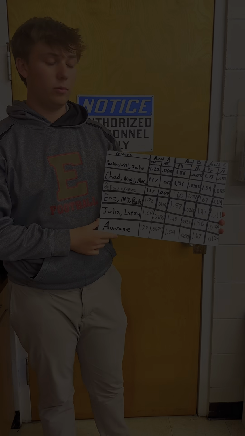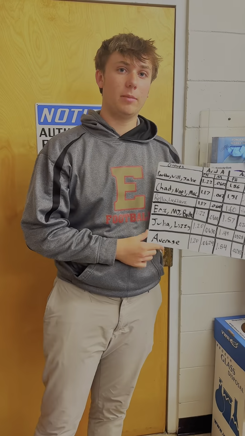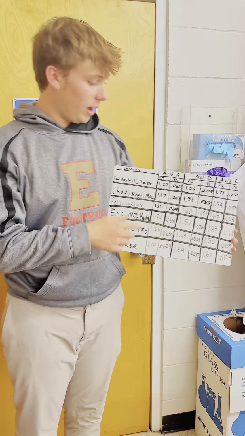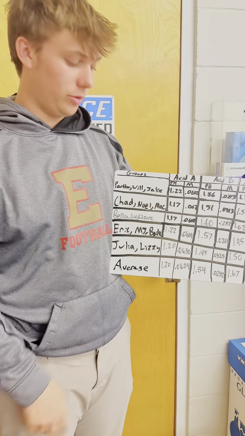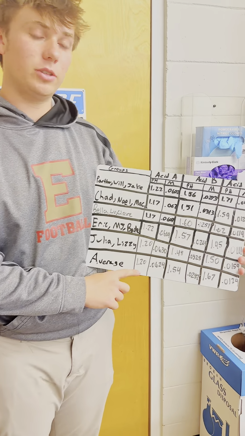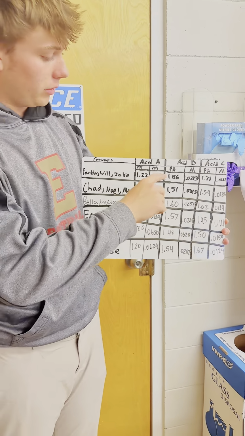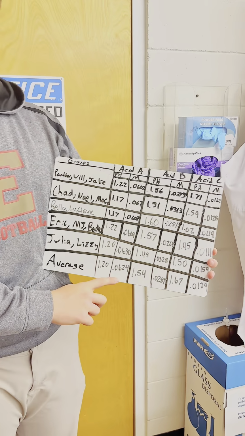Alright, right now we're comparing our data to the data of other cities that help with their chemical spills and how they save their cities. As you can see, the pH of our acid A was 1.22, which is very similar to the 1.20 average of the other cities. Our molarity was 0.0602, very similar to 0.0624.